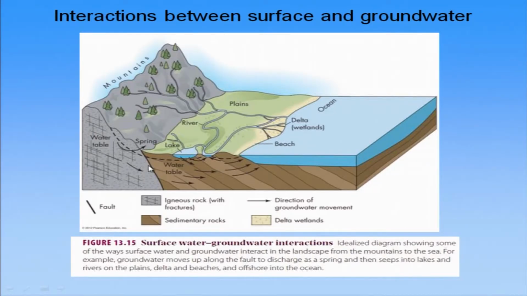This was what we were talking about: when there is a flow from the upstream or the upper reaches, the fault will act as a conduit, and we will see the formation of springs or artesian springs along the fault to discharge as a spring and then seep into lakes and rivers in the plain areas, that is alluvial plain areas, deltas and beach. This is very much similar to what is happening in India, that is the Himalayas, then the Indo-Gangetic plain and the ocean.